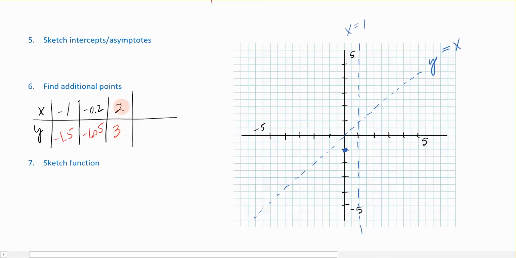So I'm going to use this value right here to help me sketch this portion over here. So I'm at 2, 3. And then I have these values over here which are telling me that I'm getting really, really close, and I'm going to go like this. Okay? So this is how I would sketch my function using a slant asymptote, along with maybe not always having x-intercepts.